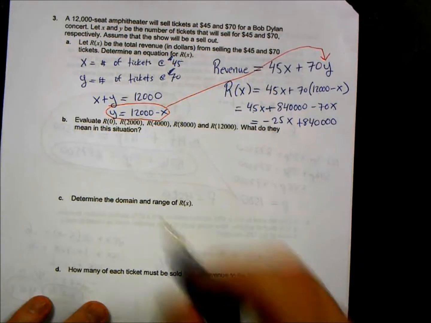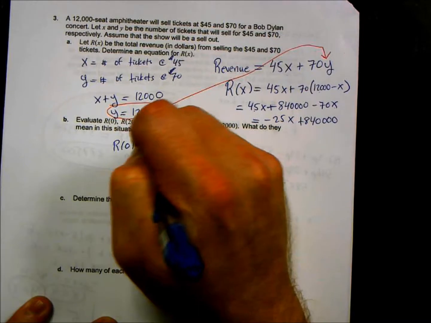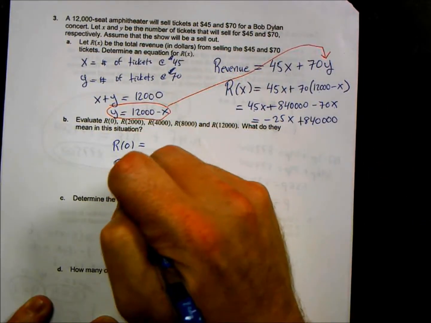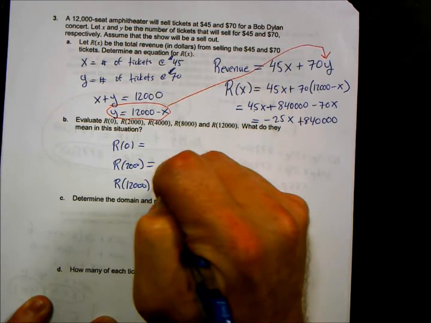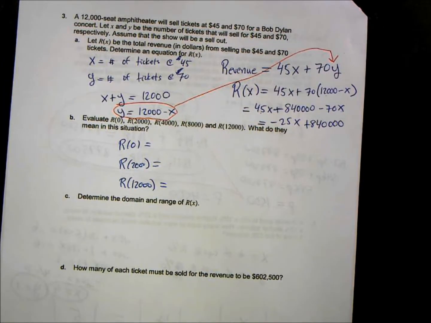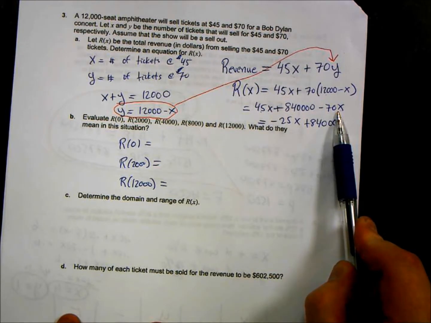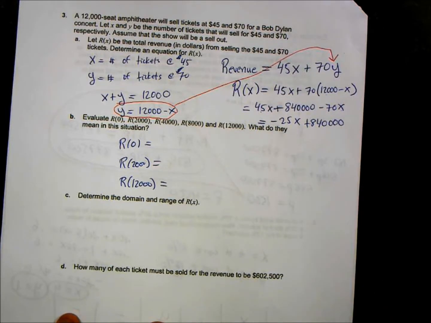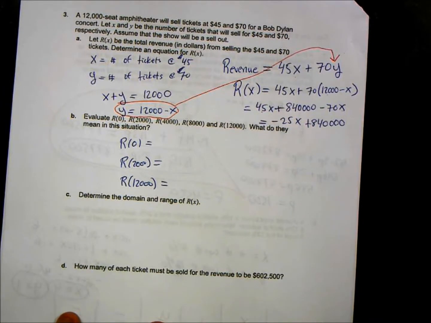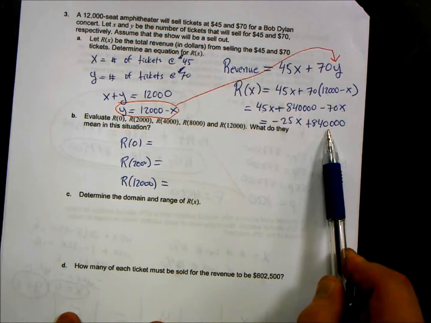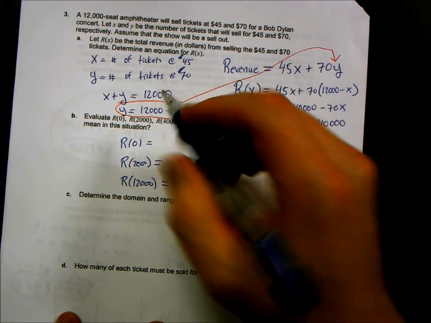Okay, evaluate R at 0, R at 2,000. I'm going to skip a few of these and go right to the last one, R at 12,000. This symbol means plug 0 in for X. If I plug 0 in for X, I get 840,000.